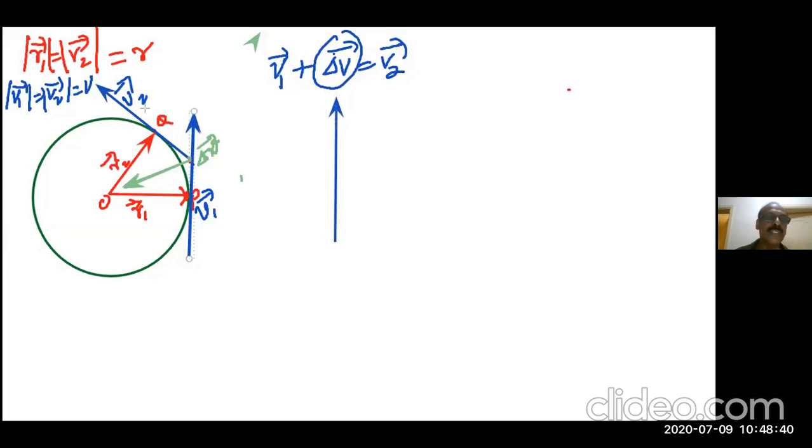This one also is 3 centimeter, this V2. This also I'm transferring to this point. It should be the same length. Now you see here, V1 we already have. Where does delta V come in now? V1 is marked.